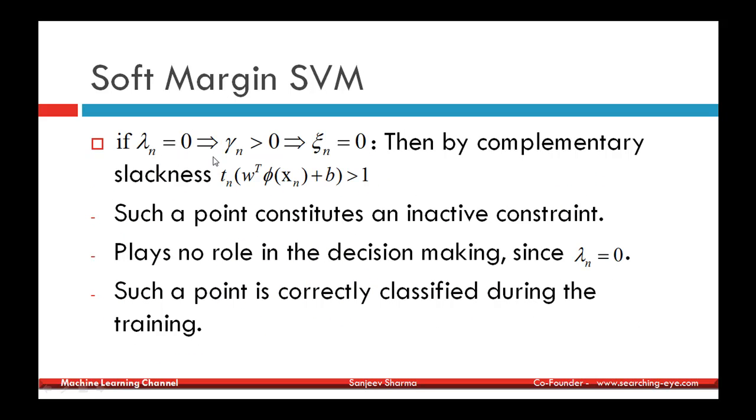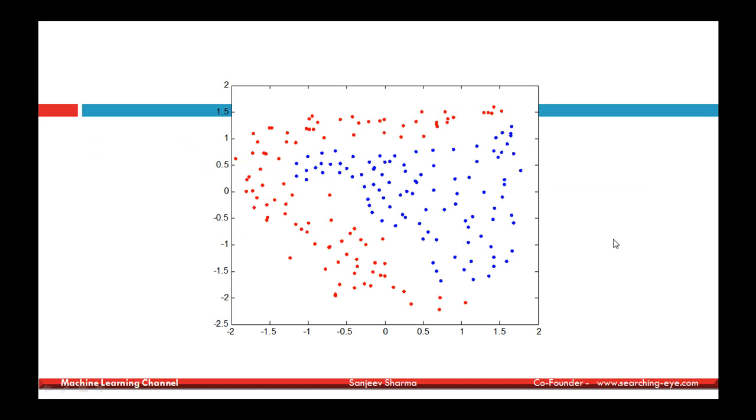So if the lambda n is 0, it means that the gamma n is greater than 0, or gamma n is equal to alpha, which states that eta n is equal to 0. Then by complementary slackness, for such a point, Tn times W transpose phi of xn plus b is greater than 1. So such a point is correctly classified and doesn't lie on the margin.